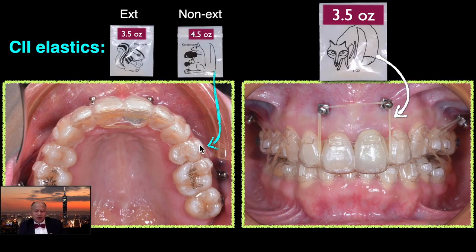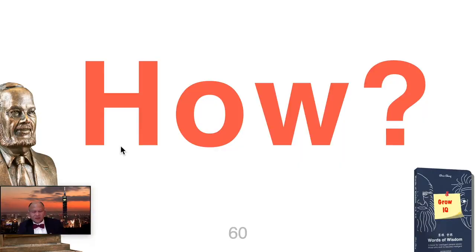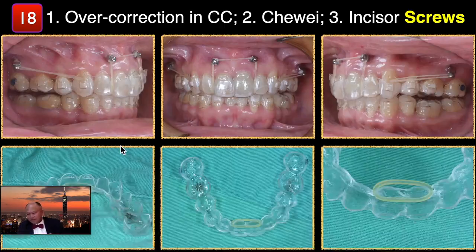In the posterior, I also retract the dentition backward because she has class 2 molars to start with. So I use this kangaroo. Sometimes I use a chain if the distance is too short. So how? Easy.